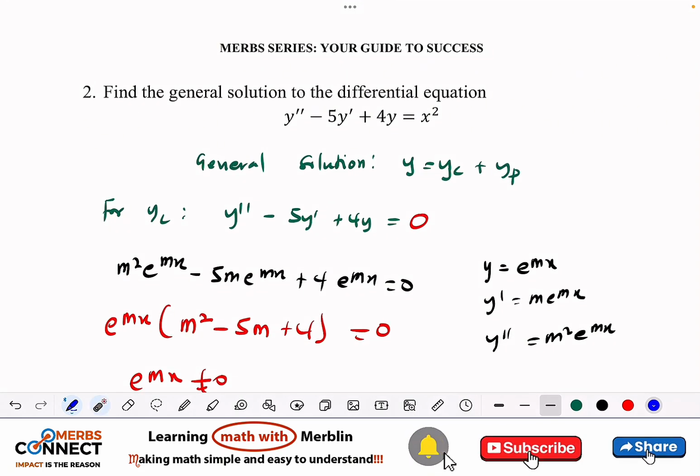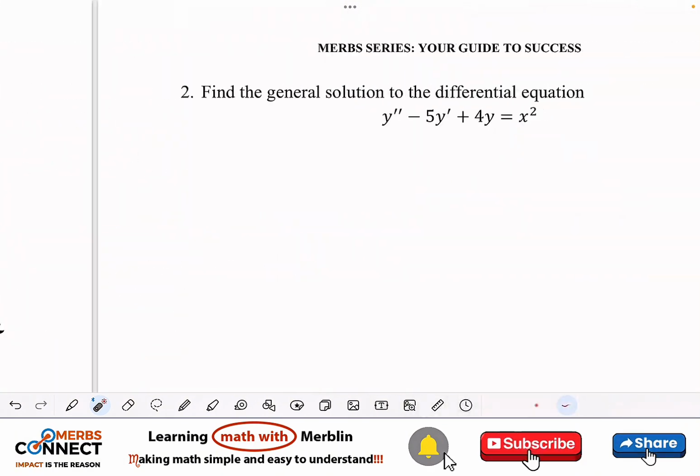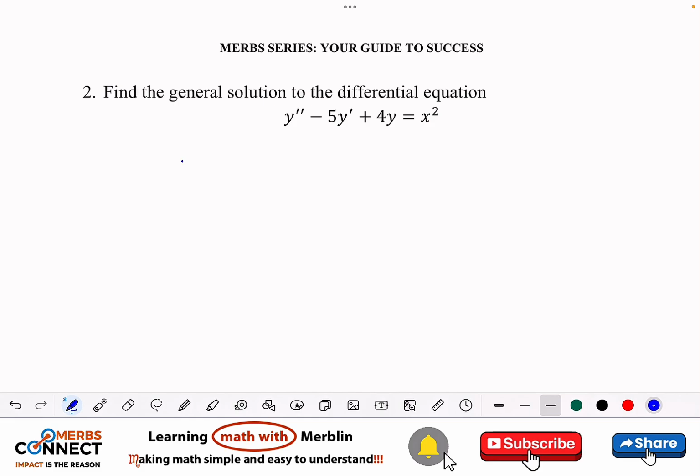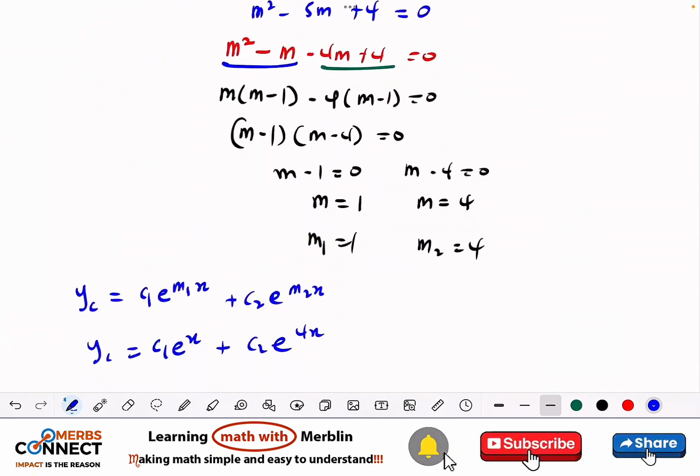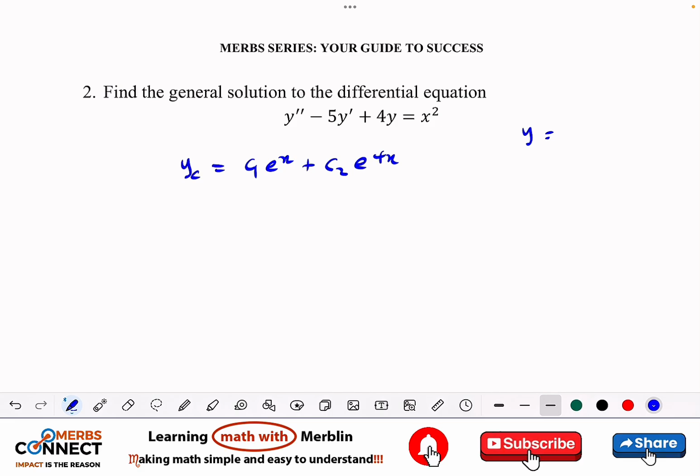Now let's go again with the trial solution for the particular solution, but this one is x squared, right? So let me open another page and do that. So we've gotten the complementary solution to be c1 e to the power x plus c2 e to the power 4x. I hope that's right. Good. Let's look for the general solution.